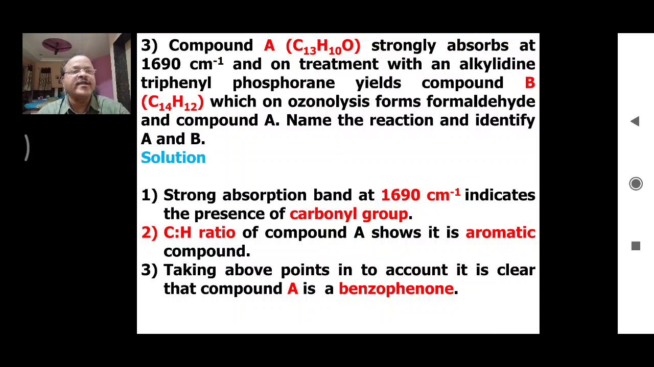So there is one hint. Which reagent is used in this reaction? Compound A, its molecular formula is given. Compound B, its molecular formula is given. How is this compound B obtained?